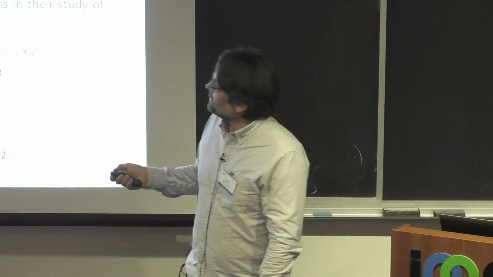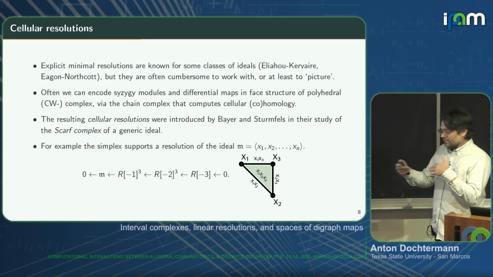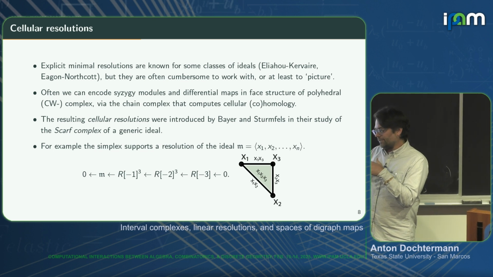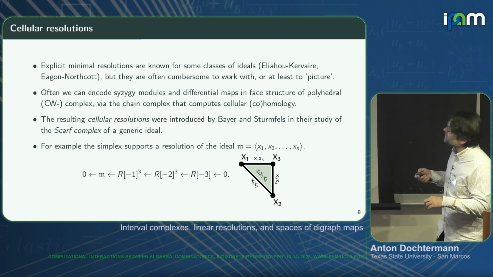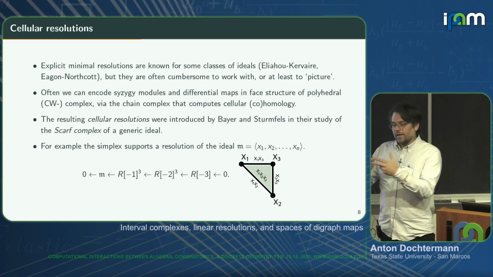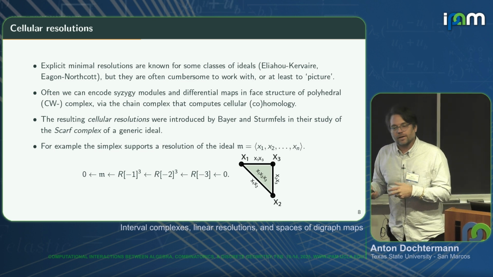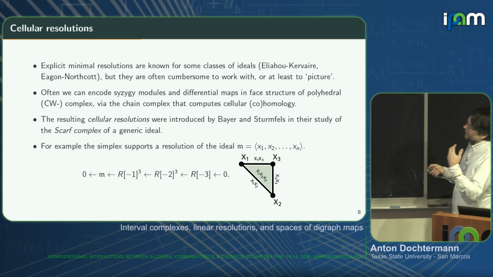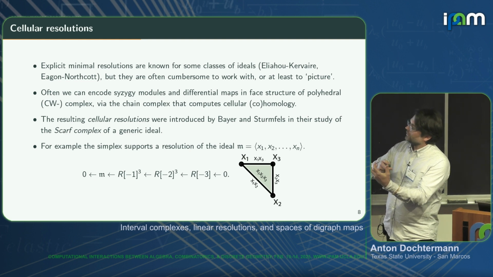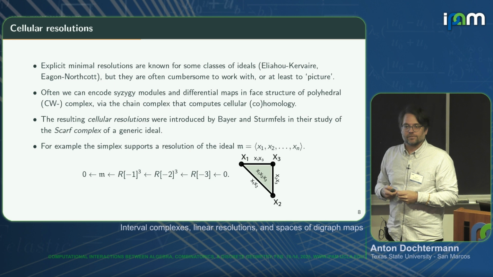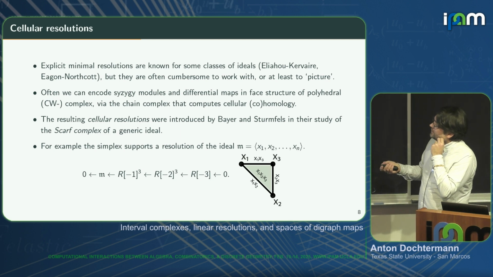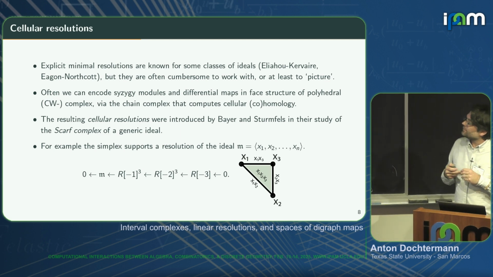So often we can actually think of these modules, and the differential maps between them, as coming from the face structure of some complex, some polyhedral complex, or maybe a regular CW complex. If you have a CW complex, you have this chain complex that computes cellular homology. And if you're lucky, you can identify a CW complex whose faces encode these syzygy modules, and the differential maps come from those maps that compute homology or cohomology. And so these are called cellular resolutions. Bayer and Sturmfels is where I learned them.